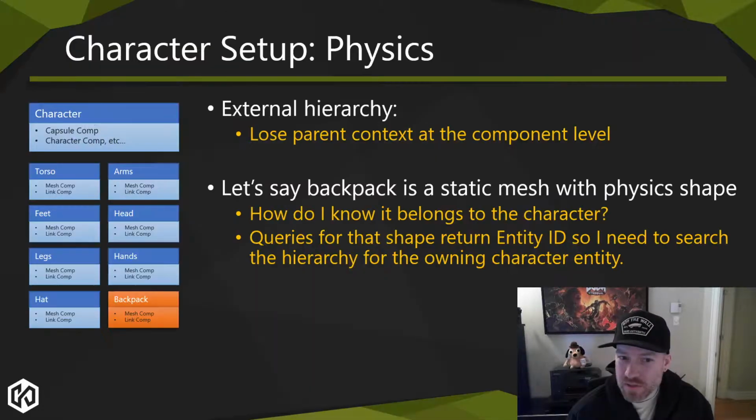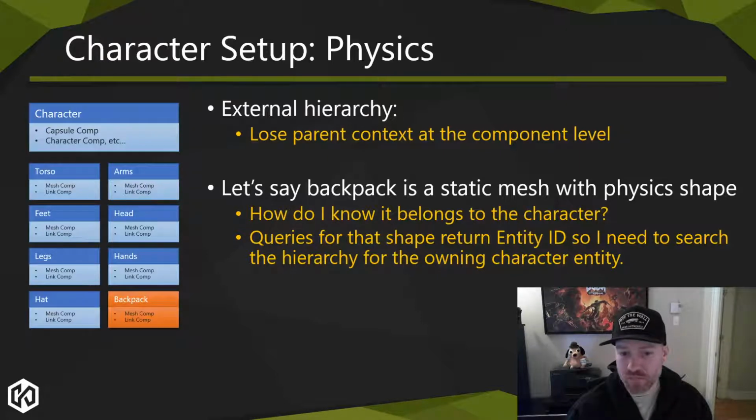The other issue that I see with the separate parts approach is physics. It's something I didn't touch on too much, but you do lose the parent context with the separate components. So let's say I have a backpack that's a static mesh attached to a character mesh, and I want that backpack to have a physics representation, so it has a physics shape. I create that physics shape and put it in the scene.